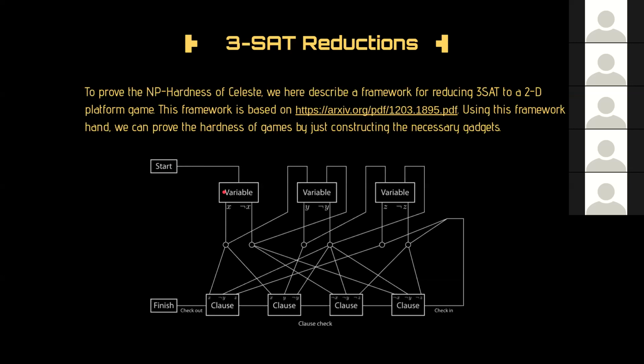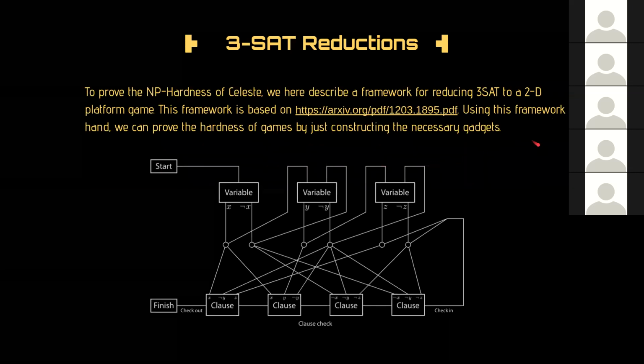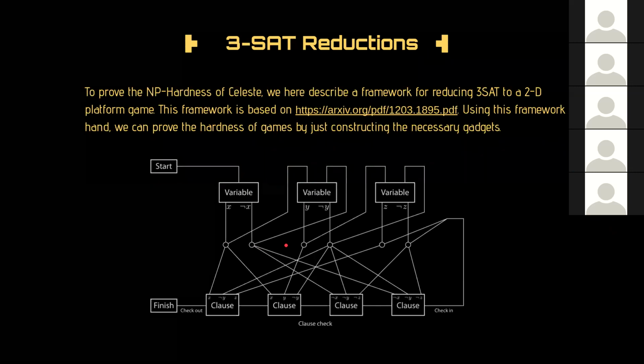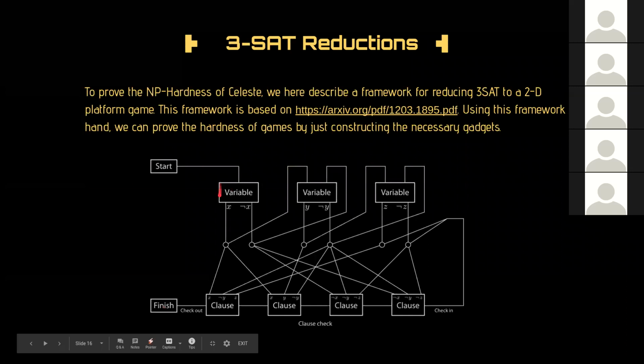One question: you want to show it's NP hard, right? Don't you have to show that, oh, 3-SAT, sorry, reduces to this framework? Yeah. We will show that 3-SAT reduces to this framework and then show how to build Celeste using this framework. So we will have a start gadget, a finish gadget, and the variable gadget.